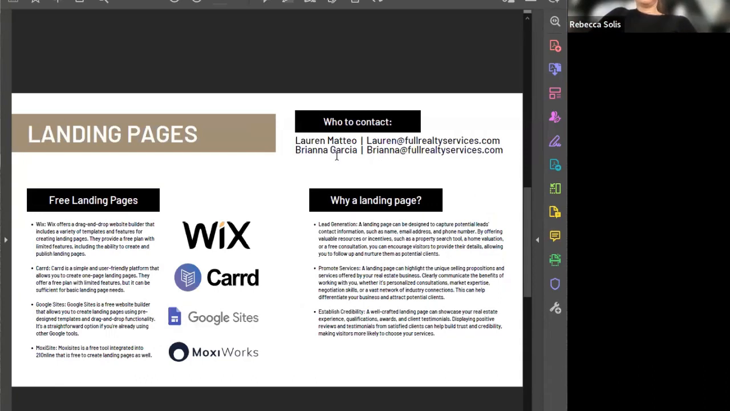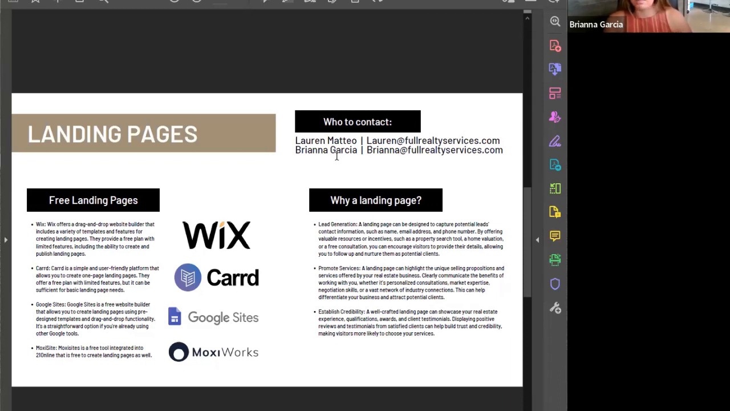So landing pages are super cool. You can customize them as much as you need or want. Pretty much what a landing page is, or why you may need it to help you with marketing, is it creates lead generation. You can promote your services and establish your credibility. When you are customizing these landing pages, you can design them to capture potential leads, such as asking for their contact information, like their name, email, and phone number. This is everything that you pretty much need for Follow Up Boss to get people added.